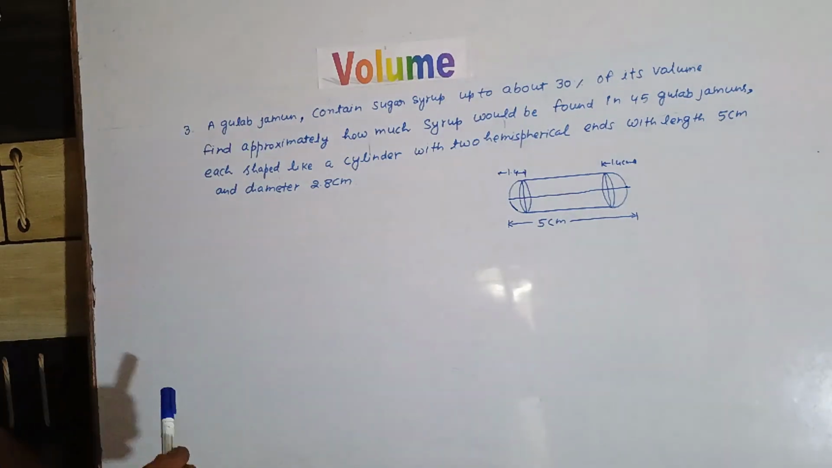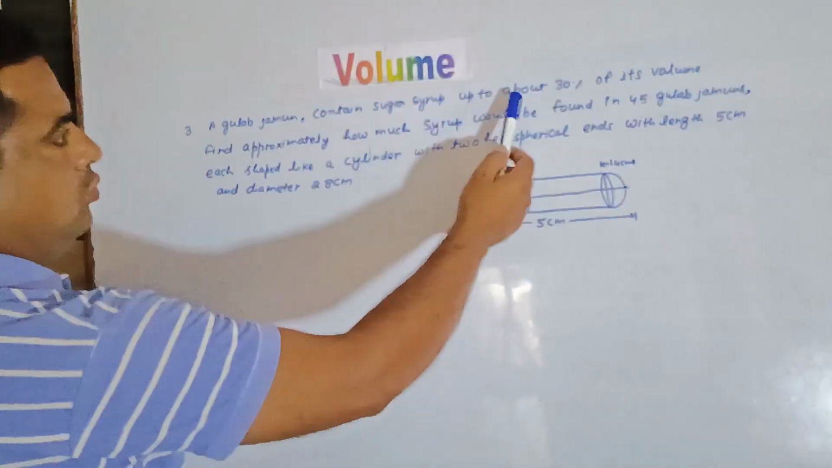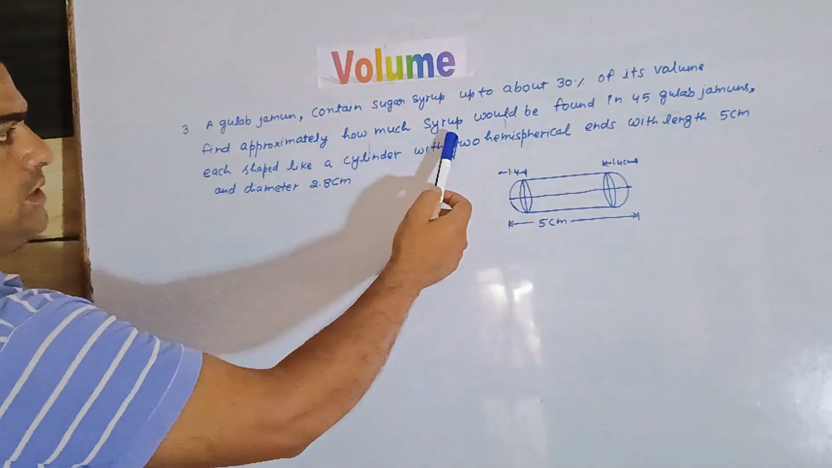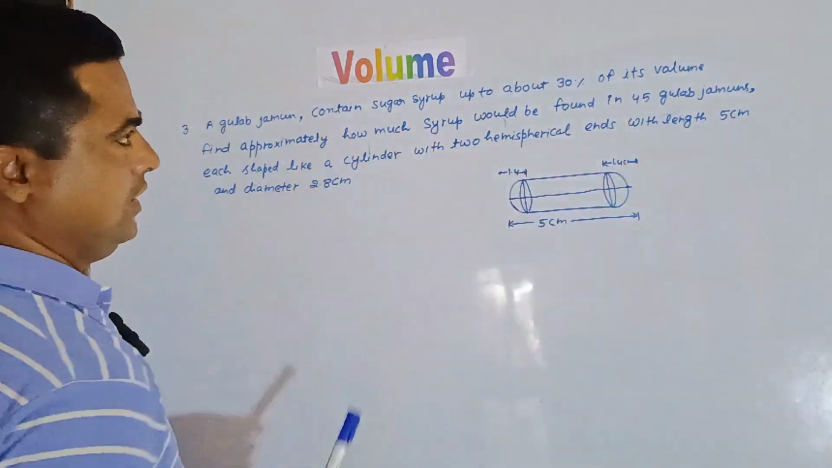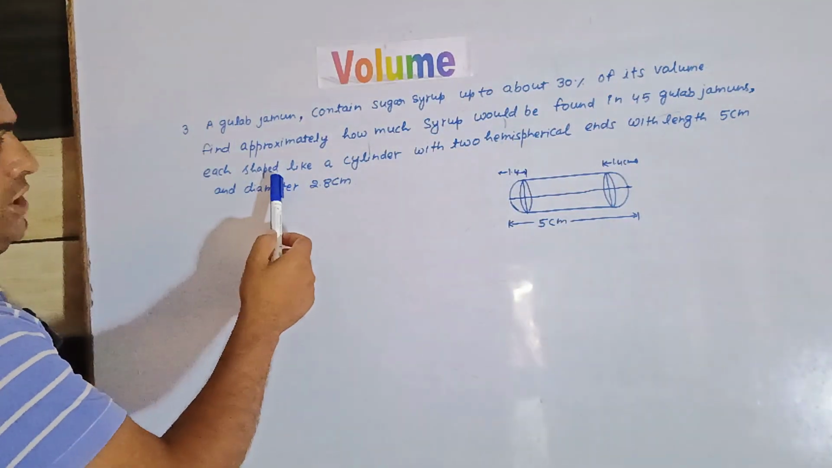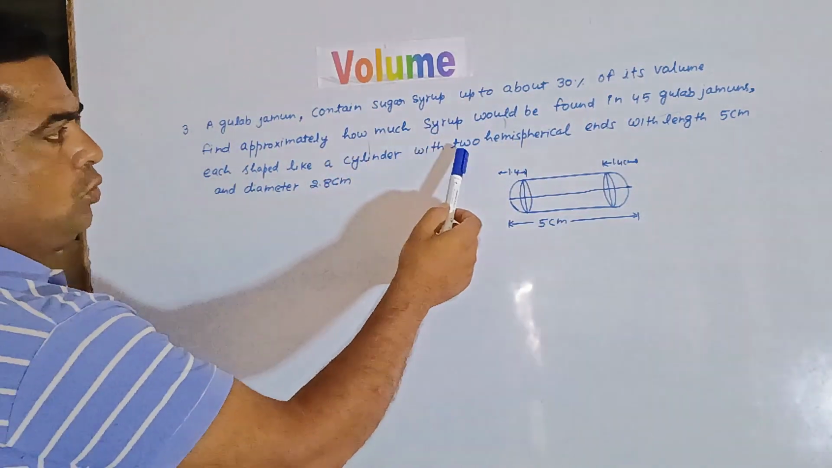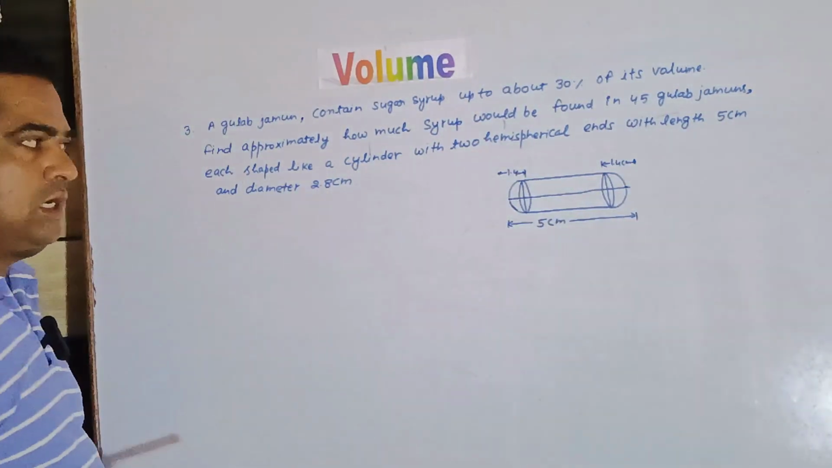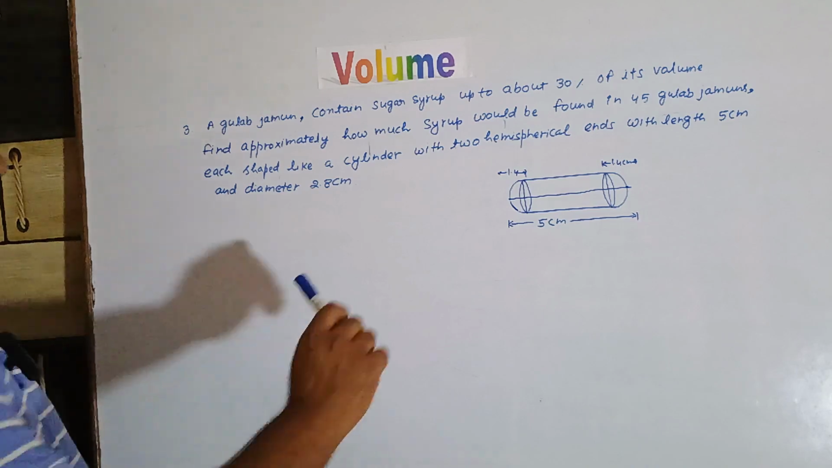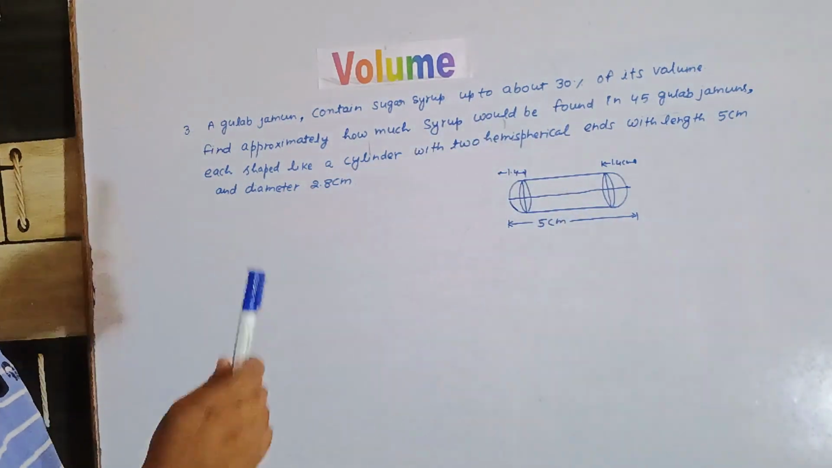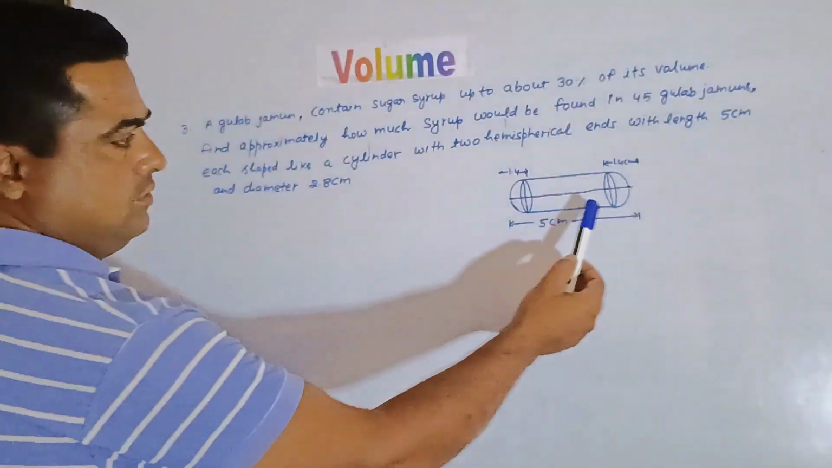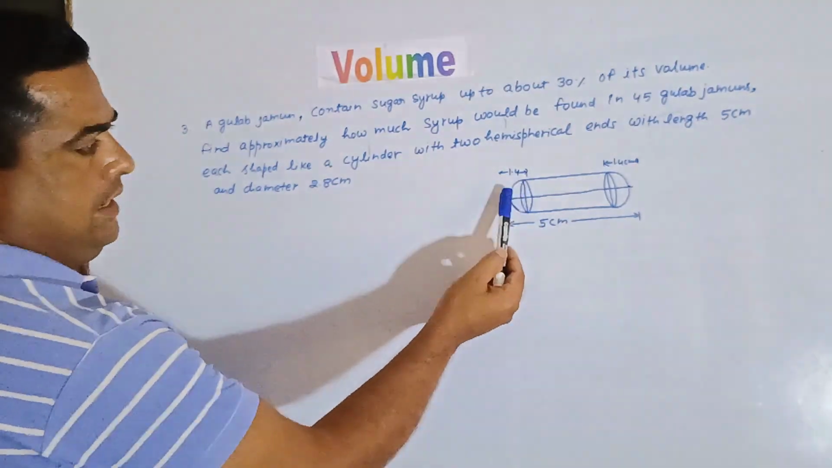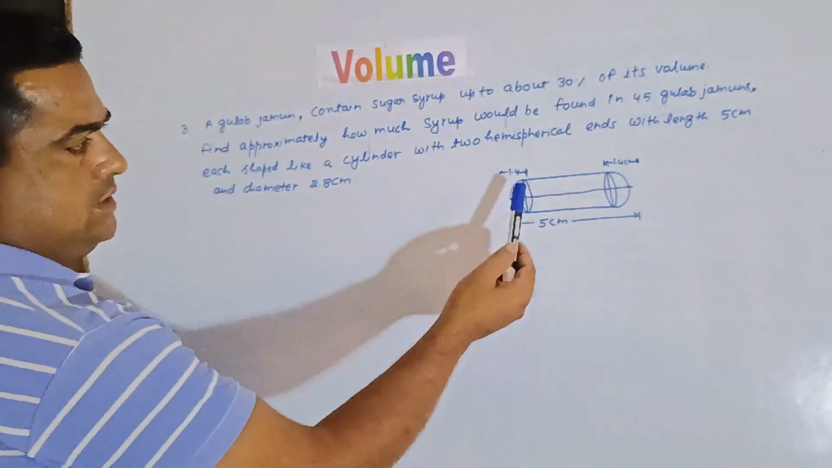A gulab jamun contains sugar syrup up to about 30% of its volume. Find approximately how much syrup would be found in 45 gulab jamuns, each shaped like a cylinder with two hemispherical ends with length 5 cm and diameter 2.8 cm. Students, this figure is given in your question. What is the total length of this gulab jamun? This is 5 centimeter and radius of the hemisphere is 1.4 centimeter.